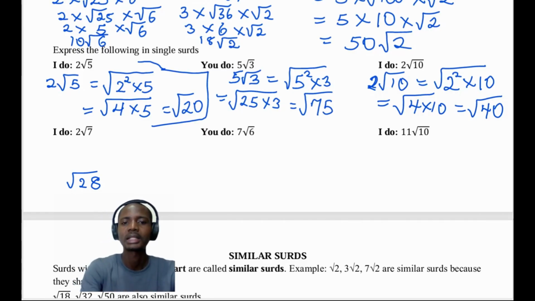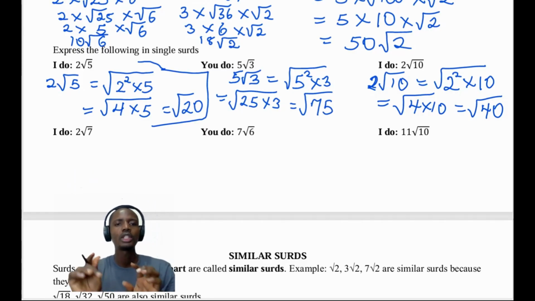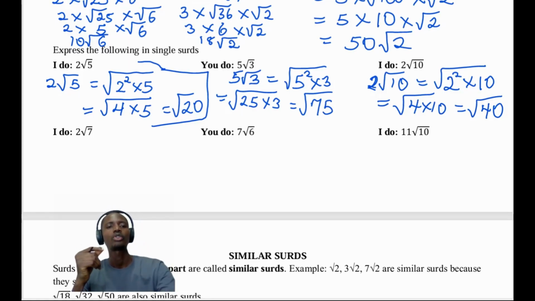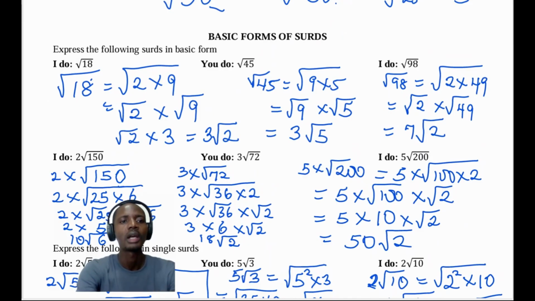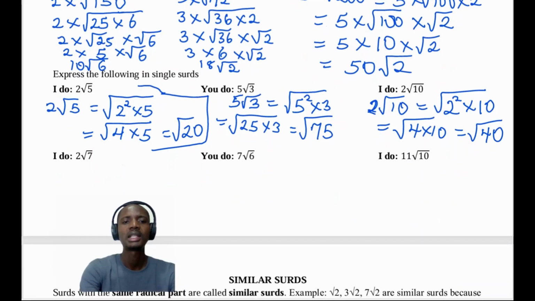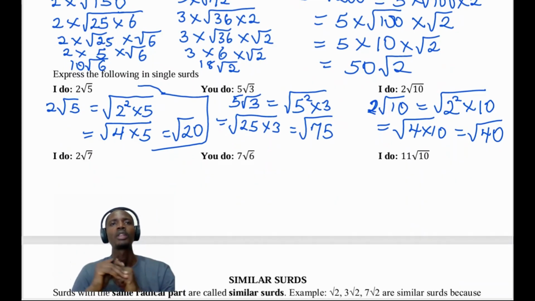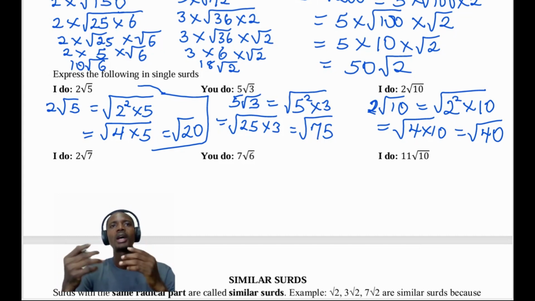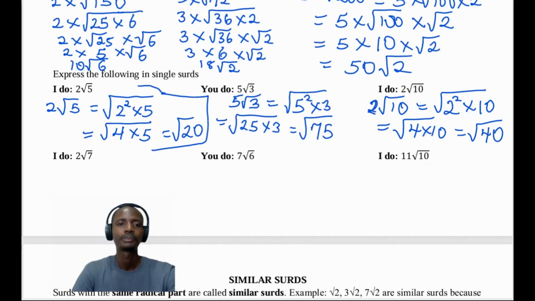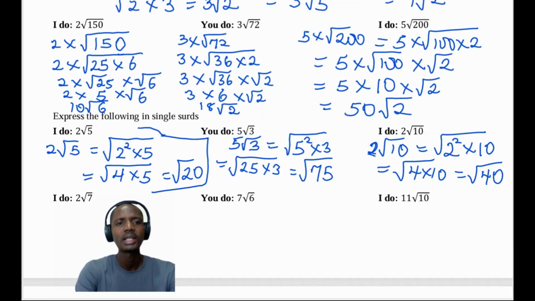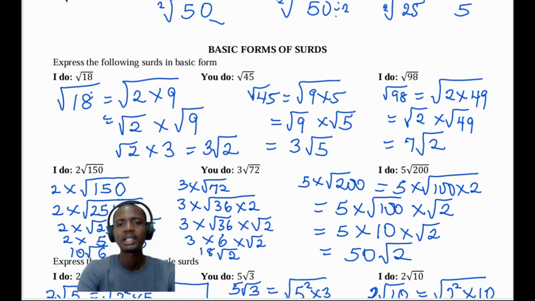So attempt this 3. Now, why do we need to understand how to express surds in the basic form? Why do we need to learn that? Expressing a surd in the basic form, or putting it in the single form, why do we need to know that? The reason is because it helps us to identify if 2 surds are similar or not. So the knowledge of that becomes useful. So let's see, for example, can we say that root 18 is similar to root 45?